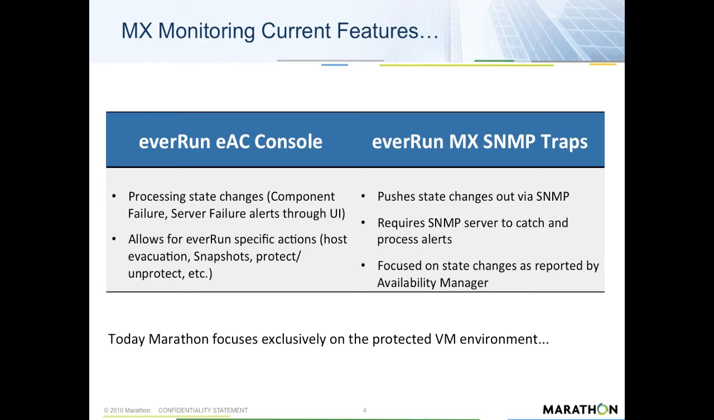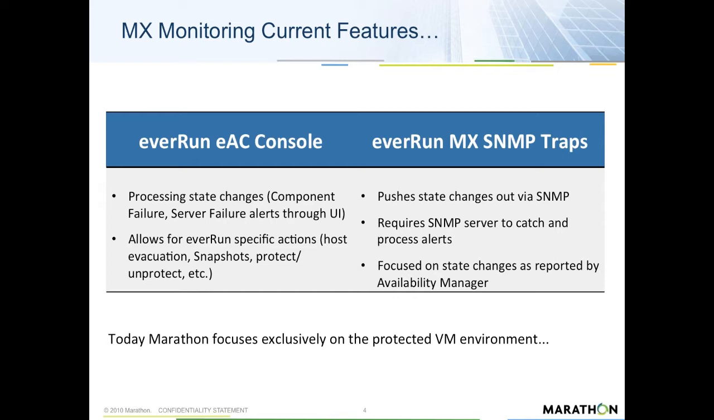And again, just to recap what we were just talking about, the EAC is really there to process state changes. So if a component failure or a server failure happens, you're going to get a visual alert through the user interface. It allows for everRun specific actions, things like evacuating a host, taking a snapshot, protecting or unprotecting. That's what that management console exists for. And then obviously the pieces of proactive alerting that we're doing, pushing state changes out via SNMP.